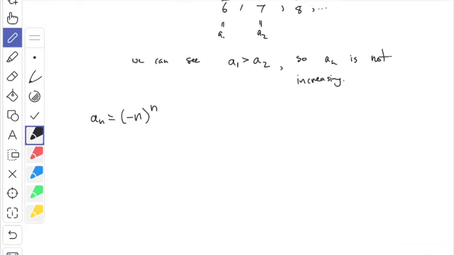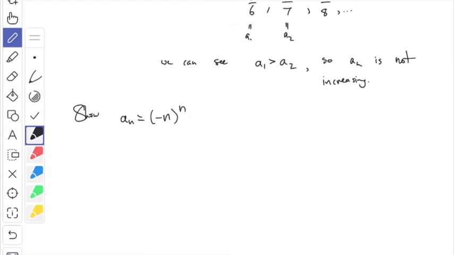And let's try to show that this is not monotonic. Remember, monotonic means increasing or decreasing. So we have to show that it's not increasing and also it's not decreasing. That's what you have to do to show something is not monotonic.